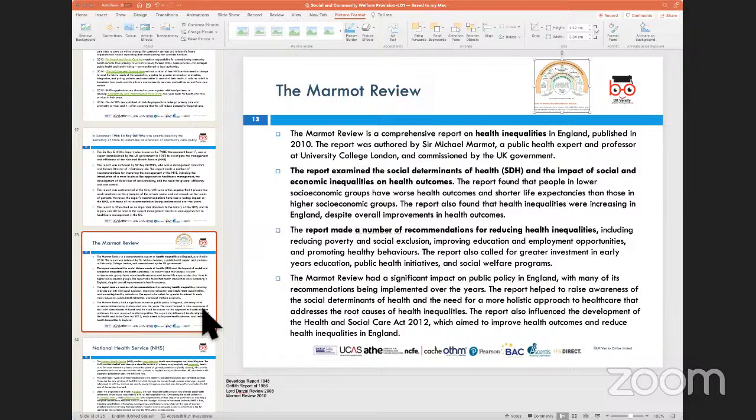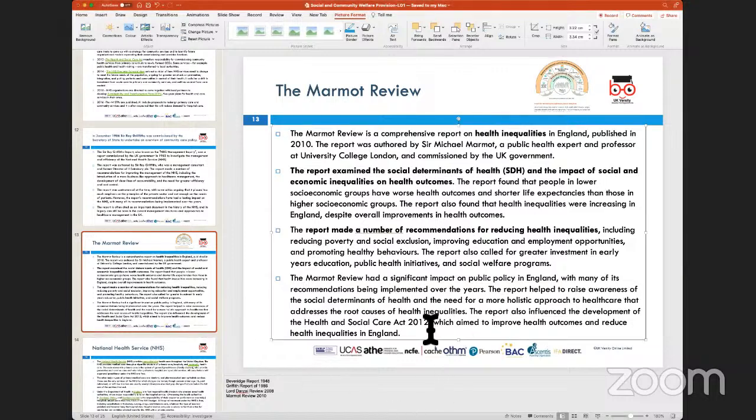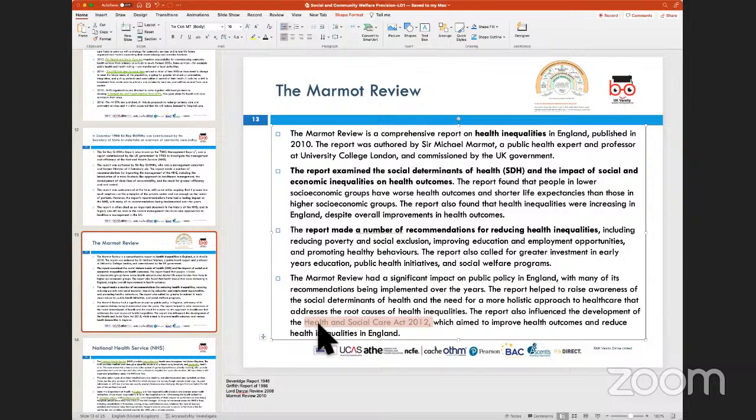So this particular review, which is called the Marmot Review, was carried out in 2008 and then published in 2010, and led to amendments to the Social Act of 2008, and it led to the creation of what is called the Health and Social Care Act of 2012, which aimed at improving health outcomes and reducing inequalities when it comes to the services being provided to the members of public. So a very important report.